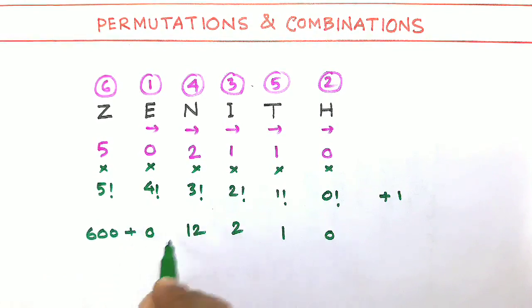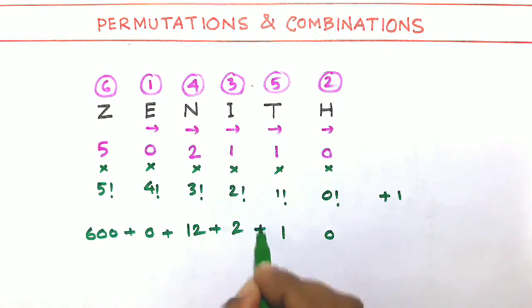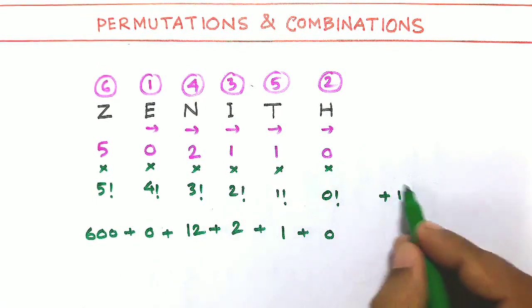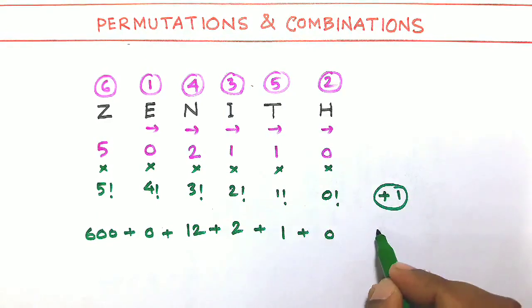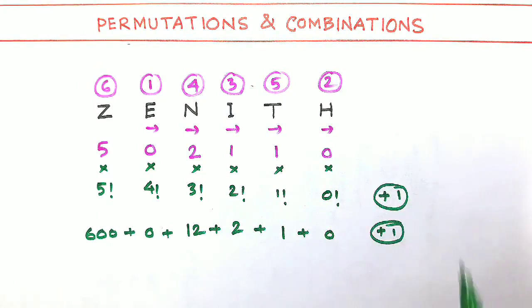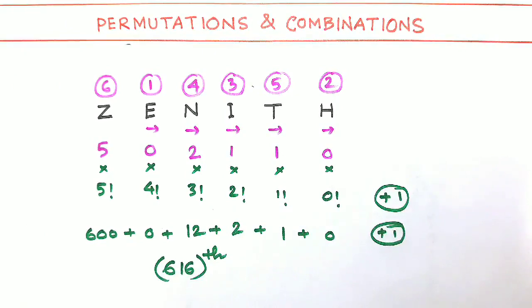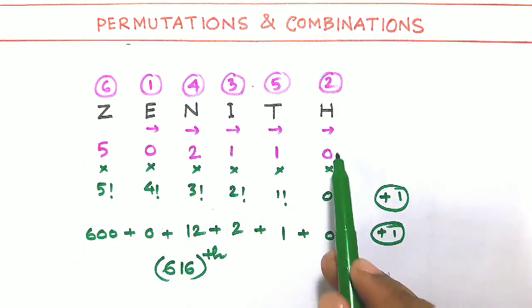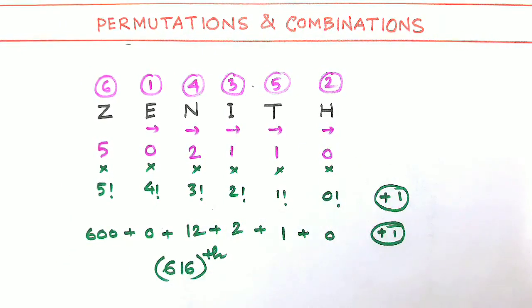Now add all of them. And also we have to add plus 1. So friends, you are getting 612, 614, 615, and finally 616. The rank of the word zenith in the dictionary is 616.